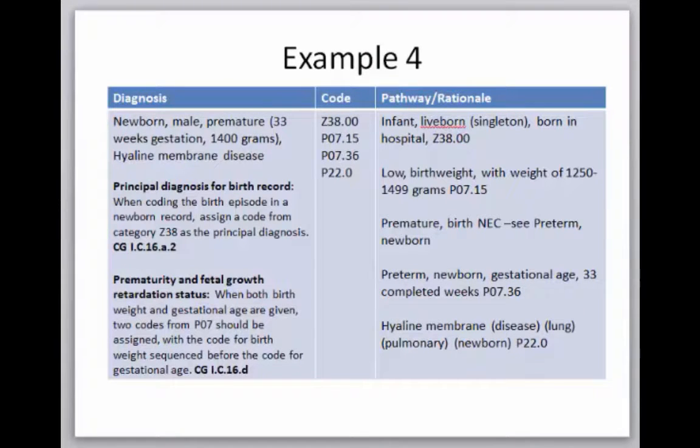In this example, we are given the birth weight as well as the gestational age, and in this particular baby, very low birth weight. Following our rationale and our pathway on the right, you see where the preterm takes you to the gestational age at 33 completed weeks, P07, and then we have the hyaline membrane disease. I put the coding guidelines on the left just because there was a little more room there.